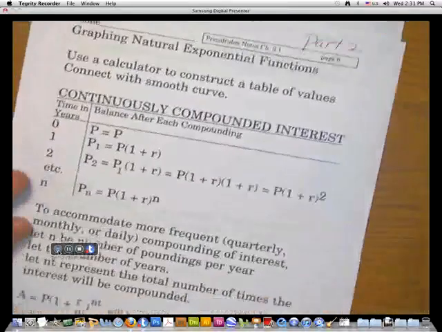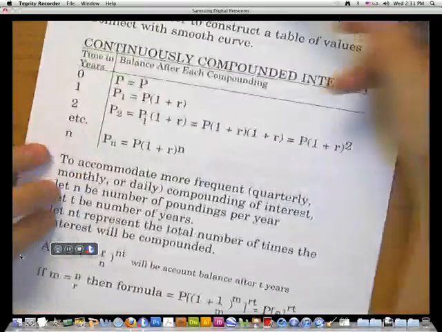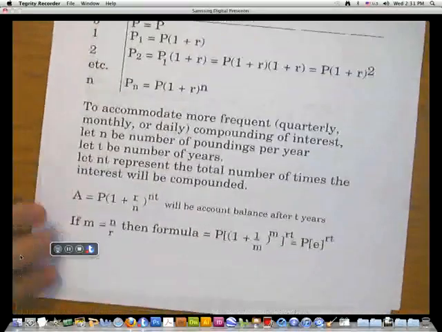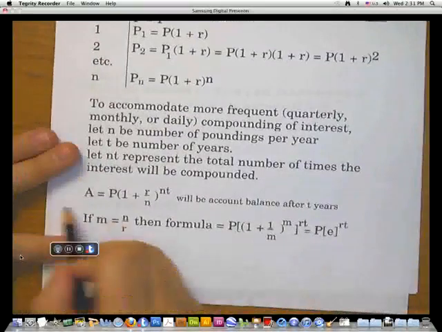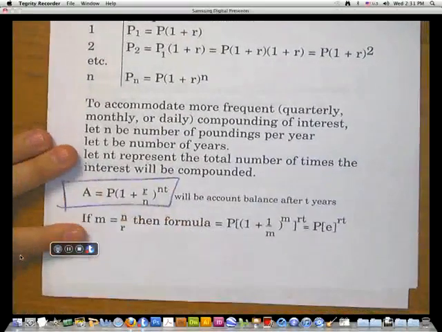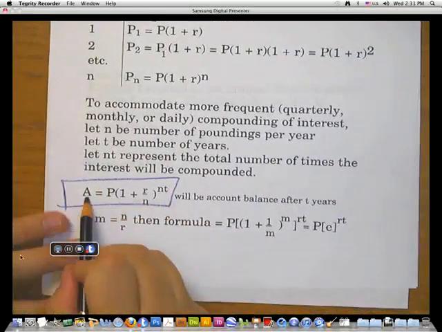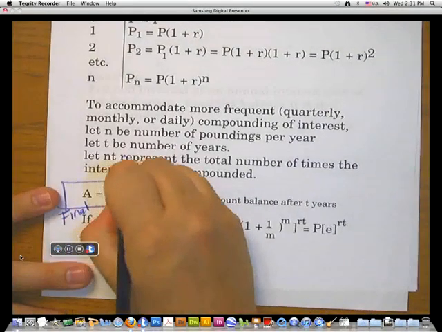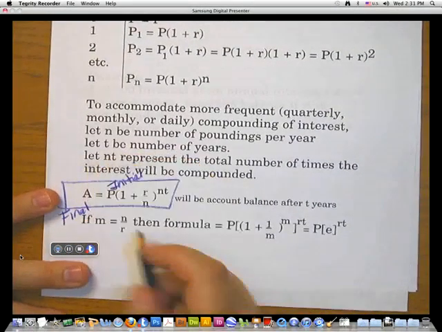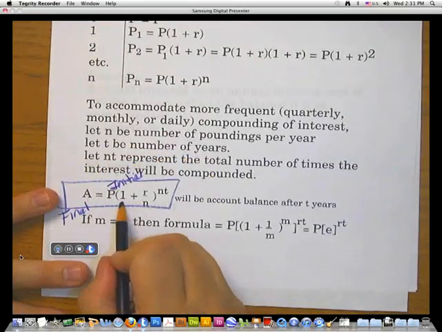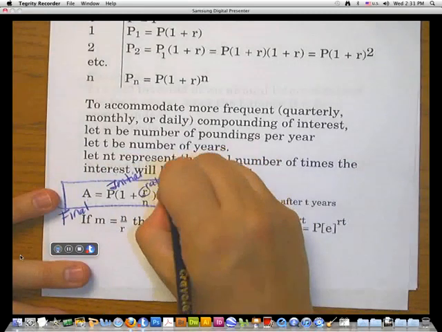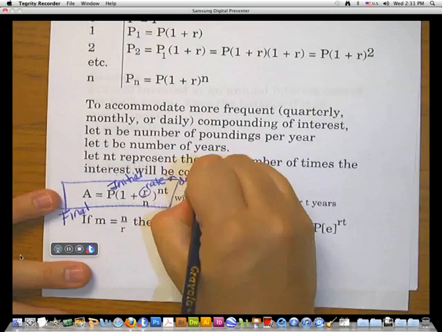3.1 Part 2. This first page just goes to show how we're going to use compound interest and how the formula came about. But what you need to really understand is what the formula represents. This is going to be our final amount. P is our initial amount. 1 is always the number that's always there. R is our rate in decimal form.